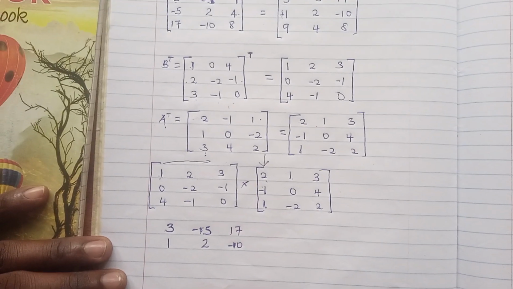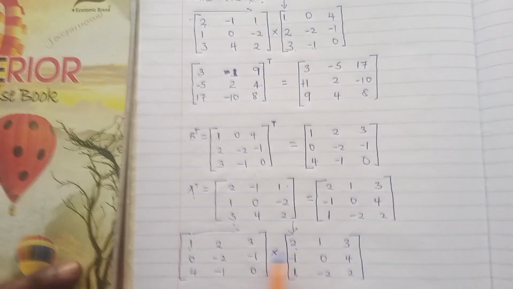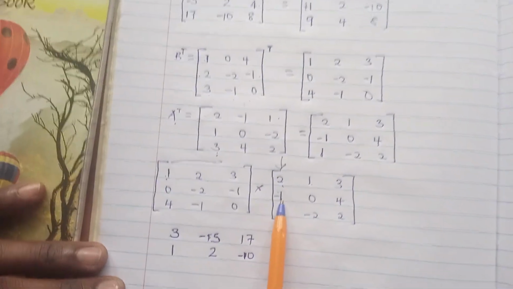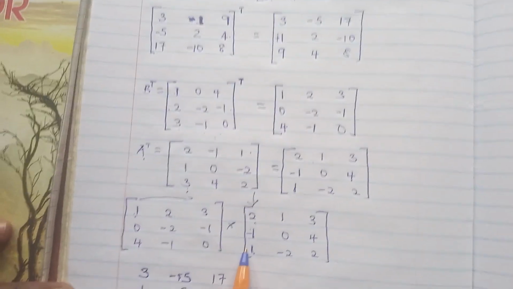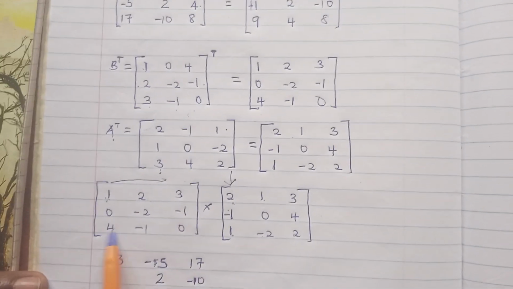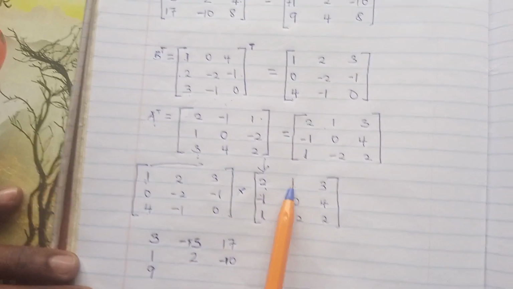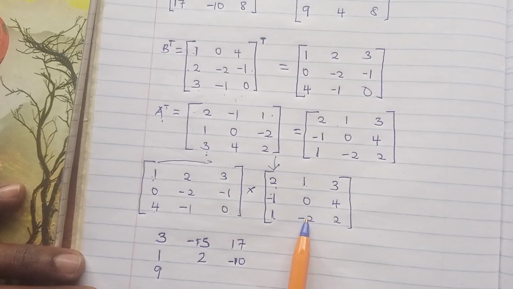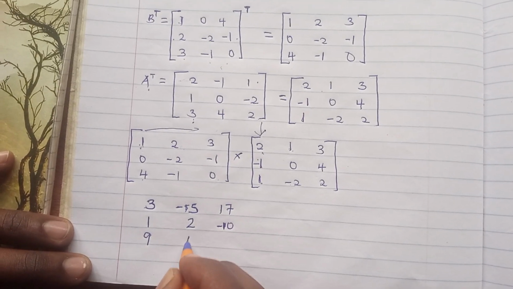Negative 10. And then we move to the last row and the first column. This one will give us 8, and then plus negative 1 times negative 1. It's going to give us positive 1. So 8 plus 1 it is 9 plus 0. So we're going to have 9 positive. And then the last row and the second column. So 4 times 1 it is 4. Negative 1 times 0 it is just 0. And then this one times this one will give us 0. So we're going to write 4 here.